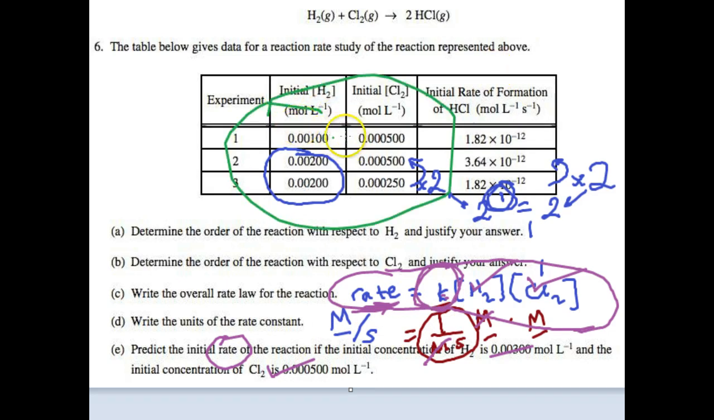So you just pick one of these, right? Because this is ostensibly an AP test. So you just pick one of these and you say, okay, rate equals K times this times this. So I solve for K. You want to see me do that? Okay.